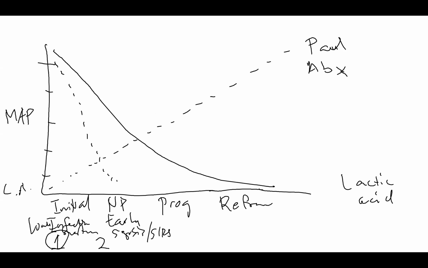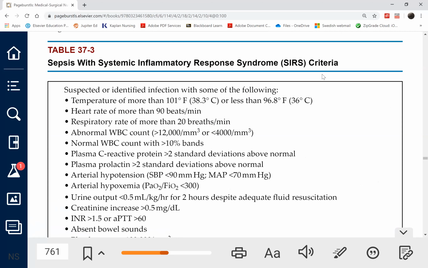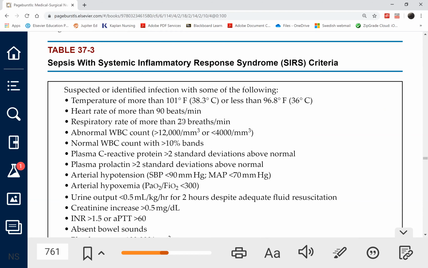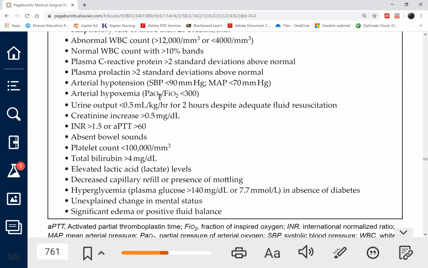Okay, so let's continue. So it says here on this stage, the hypodynamic stage, meaning the time that the patient's blood pressure drops is very short. It is only about several hours. It doesn't reach a whole 24 hours. So if we miss this part and look at what happens, and this, by the way, are the criteria for SIRS. The doctors watch these to help us detect if the patient is going into severe sepsis. So these are your criteria. All right, please read on your own.